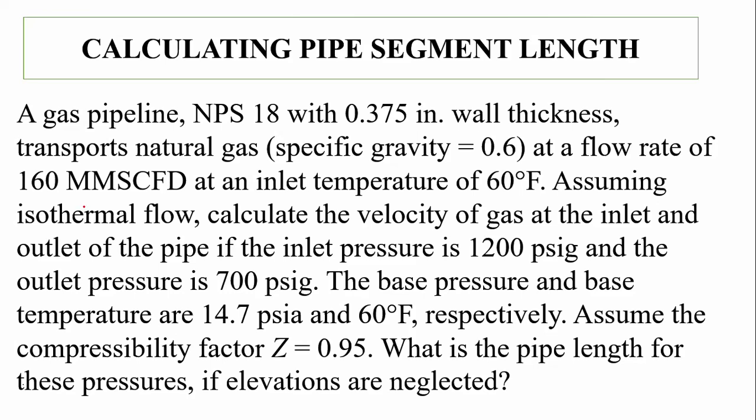calculate the velocity of the gas at the inlet and outlet of the pipe if the inlet pressure is 1200 psig and the outlet pressure is 700 psig. The base pressure and base temperature are 14.7 psia and 60 degrees Fahrenheit respectively. Assuming the compressibility factor Z is equal to 0.95, what is the pipe length for this pressure drop if elevations are neglected? So now let's begin.